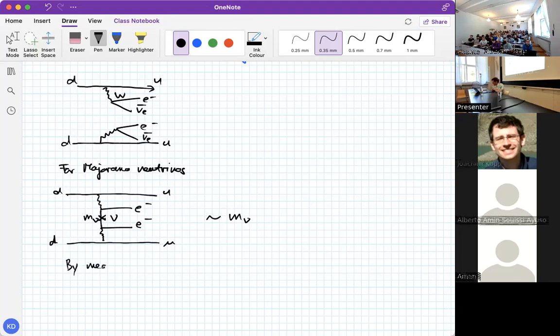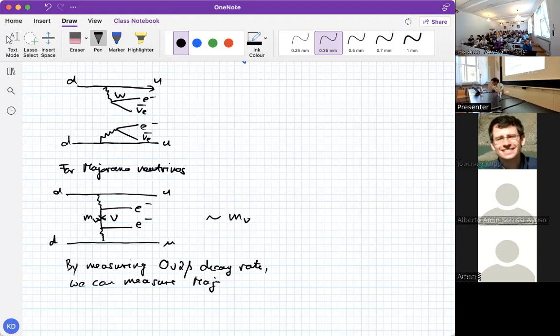So by measuring the rate of neutrinoless double beta decay, we can, in principle, measure the neutrino mass. By measuring the neutrinoless double beta decay rate, we can measure Majorana neutrino masses.